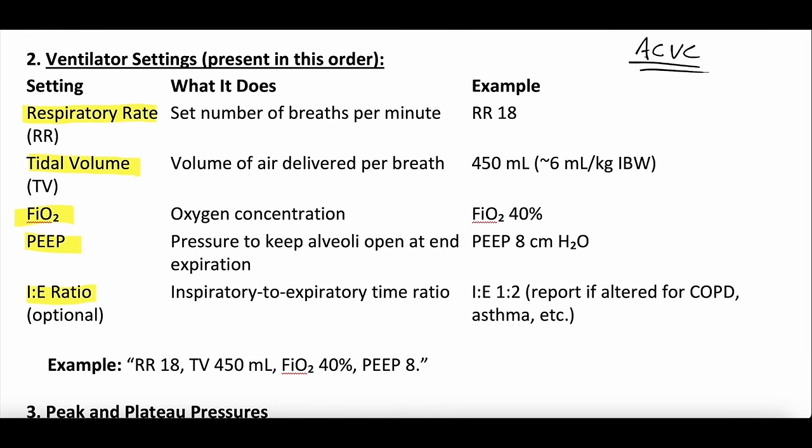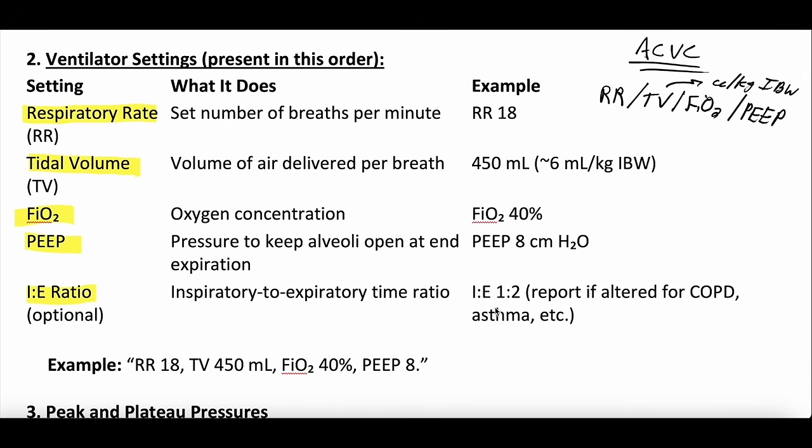Okay, but when you're thinking about this on rounds, usually we have respiratory rate followed by tidal volume, followed by FiO2, followed by PEEP. Okay. When you do present their tidal volume, if you want bonus points, you can say what cc's per kg of ideal body weight it is. So this might look like, patient X is on ACVC. Ventilator settings are 18, 450, which is about 6 cc's per kg of their ideal body weight. FiO2 40%, PEEP of 8.